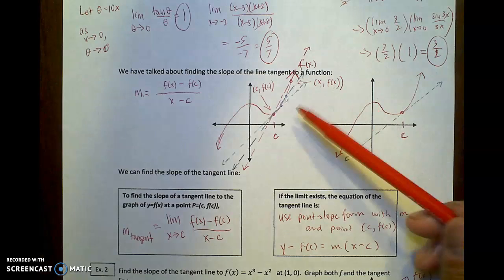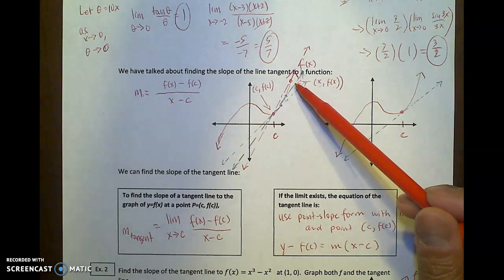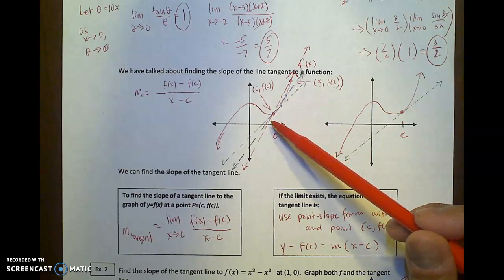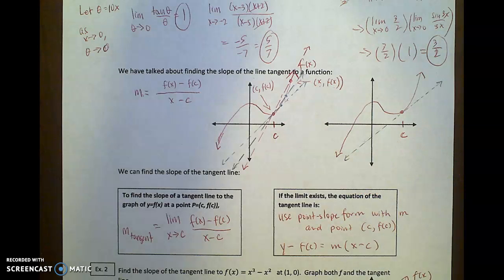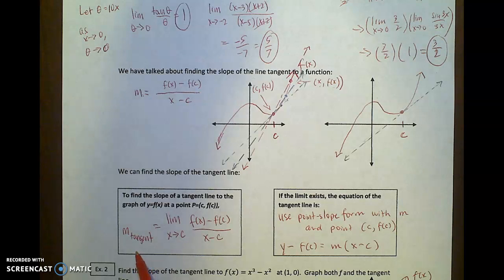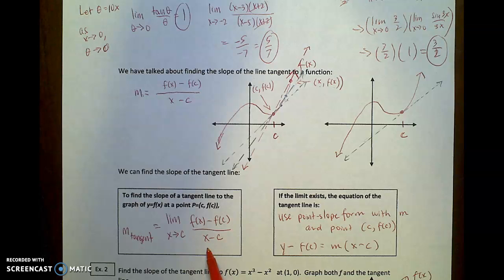Again, what we're doing here is picking x points as x approaches closer and closer to c. What is that limit? Here, the limit as x approaches c of the function defined as f of x minus f of c over x minus c. So again, to find the slope of the tangent line, approach it using limits: the limit as x approaches c of f of x minus f of c over x minus c.